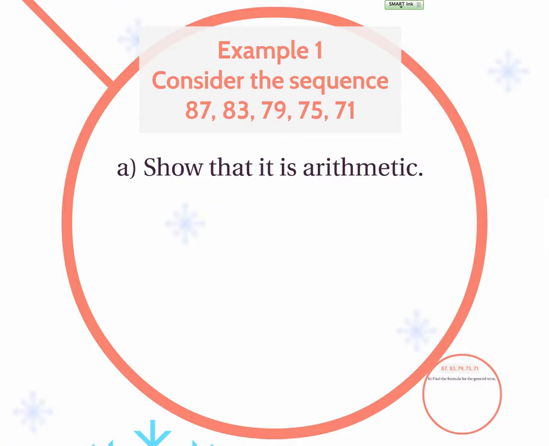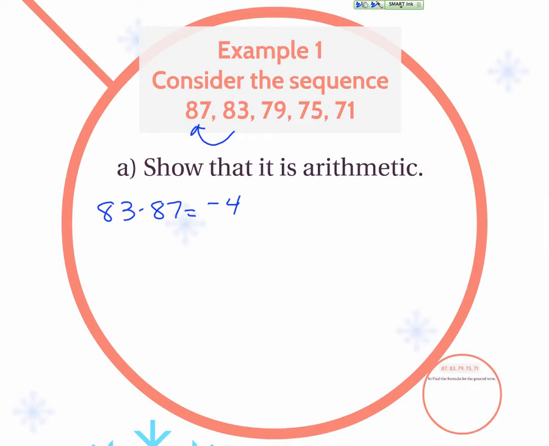Now, in the show that problem, we've got to show our work, right? We have to show that we have a common difference here. So in order to show that, we take a number and subtract the number that comes before it to come up with that common difference. I'll take 83 minus the number that comes before it, 87, and I end up with -4.